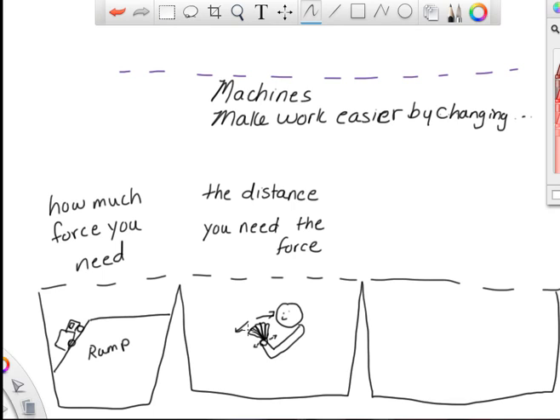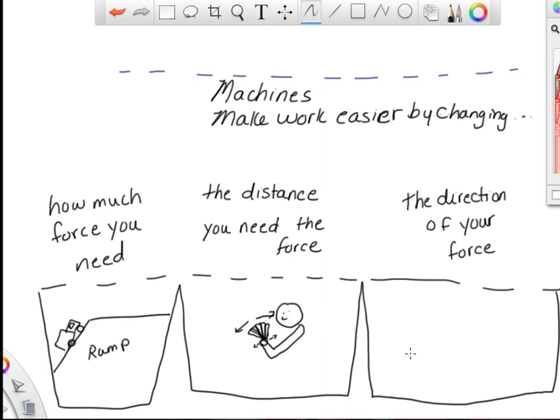My last one is machines make work easier by changing the direction of your force. Okay, once again, I'm not an artist, so I'm going to draw this the best way I can. Let's say that I have a sail, and I need to open the sail up on a sailboat.